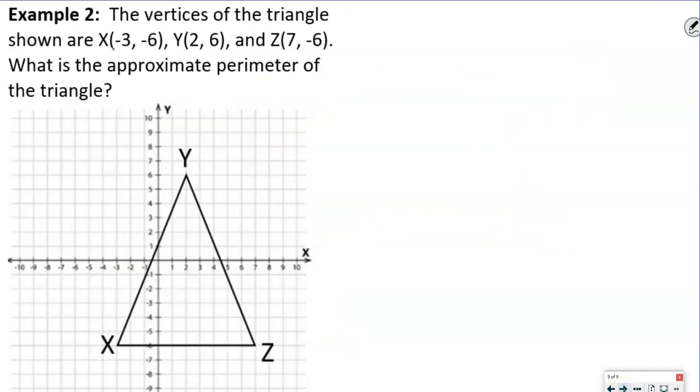Example 2 says the vertices of the triangle shown are x, y, and z. What is the approximate perimeter? Keyword perimeter. That means we're going to find the distance around the object, right? Okay, so it looks to me like we can count x, z. 1, 2, 3, 4, 5, 6, 7, 8, 9, 10. So xz equals 10, right?